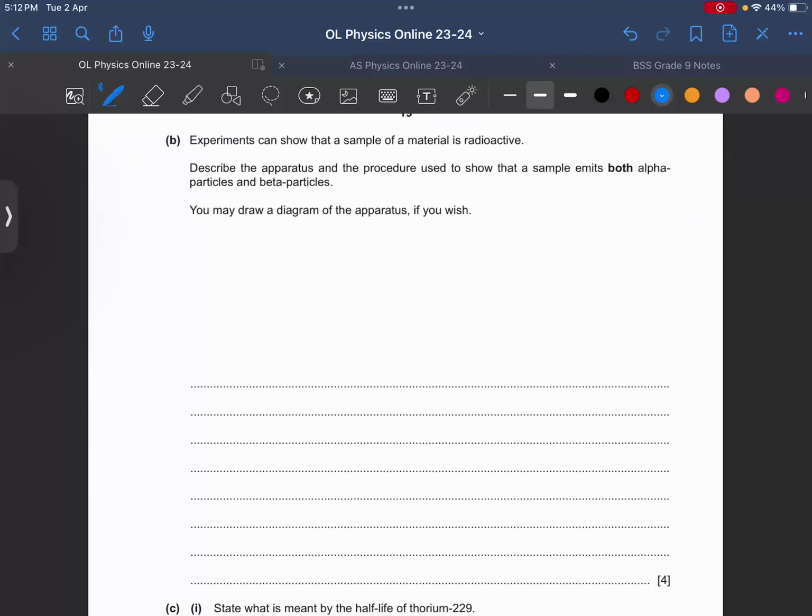Experiments can show that a sample of a material is radioactive. Describe apparatus procedure to show that the sample emits both alpha and beta particles. ठीक है, again you may draw a diagram, you don't really have to, just to save time मैं यहाँ नहीं बना रहा हूँ, आपको पेपर में हमेशा बनाना चाहिए। आप बोलेंगे कि भाई मैं गीगर मोलर ट्यूब और काउंटर का इस्तेमाल करता हूँ। वो कह रहे हैं आपने ये दिखाना है कि ये अल्फा बीटा दोनों जो है एमिट करता है। हाउ डू यू शो दिस?